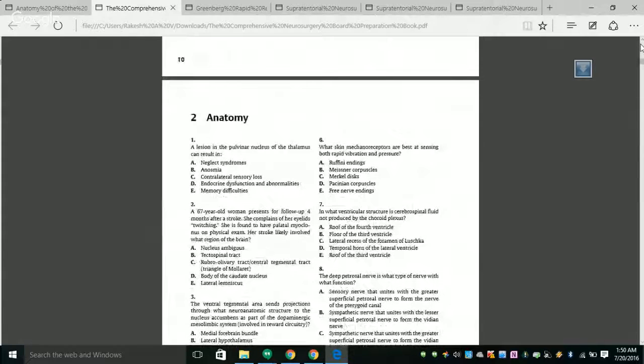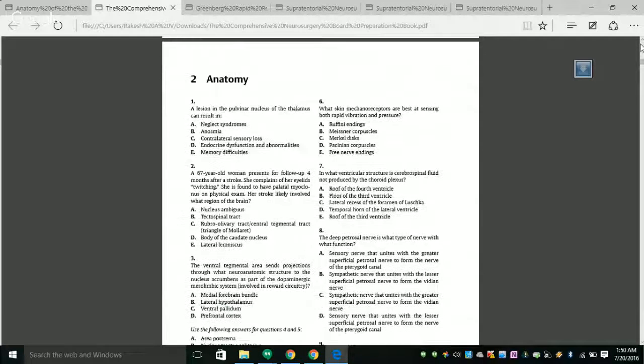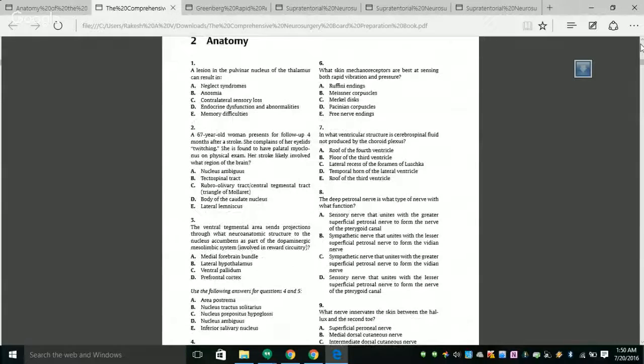Yeah, here we go. The second one is a case scenario. A 67-year-old woman presents for follow-up 4 months after a stroke. She complains of her eyelids twitching. She is found to have palatal myoclonus on physical examination. Her stroke likely involved which region of the brain?